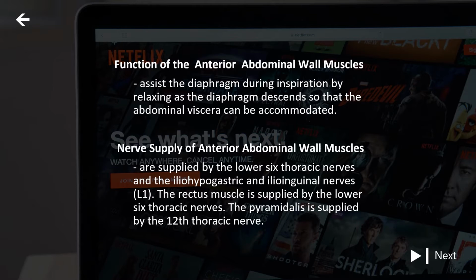Nerve supply of the anterior abdominal wall muscles: they are supplied by the lower 6 thoracic nerves and the iliohypogastric and ilioinguinal nerves, or most known as L1. The rectus muscle is supplied by the lower 6 thoracic nerves, and the pyramidalis is supplied by the 12th thoracic nerve.